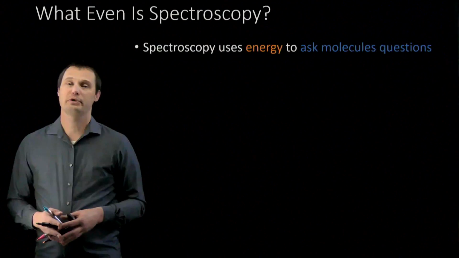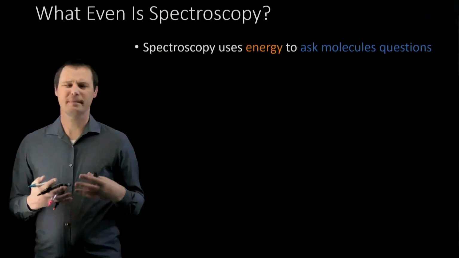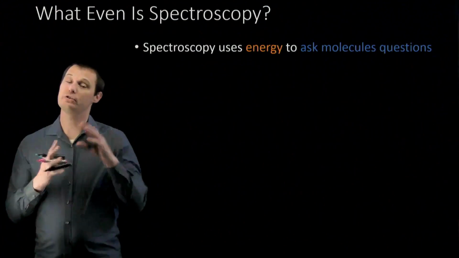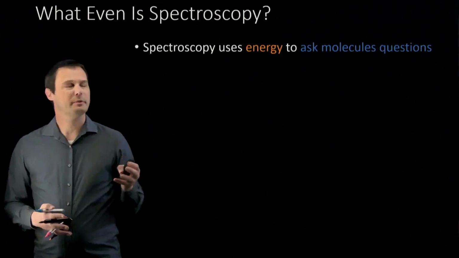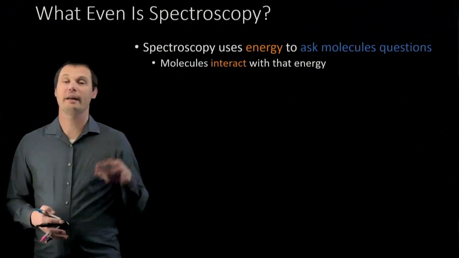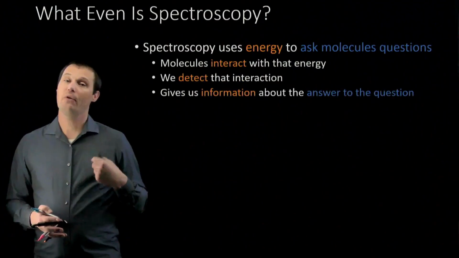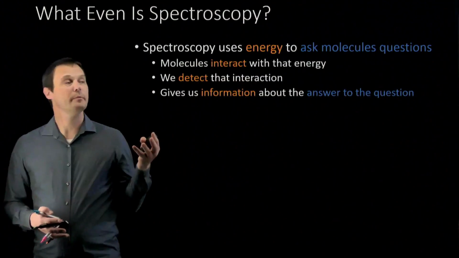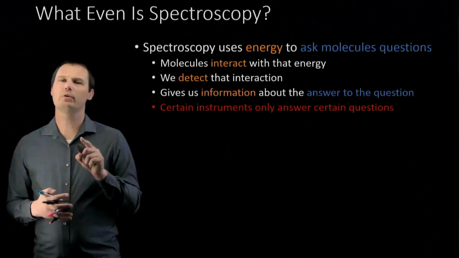So how do we talk about spectroscopy? Spectroscopy uses energy to ask molecules questions. And if that sounds really vague, it is. This is just a broad overview. Other videos will explain each technique in more detail. But spectroscopy uses energy to ask molecules questions. Molecules interact with that energy very characteristically. We detect that interaction, and how those molecules interact with energy gives us information about the answer to the question that we ask.